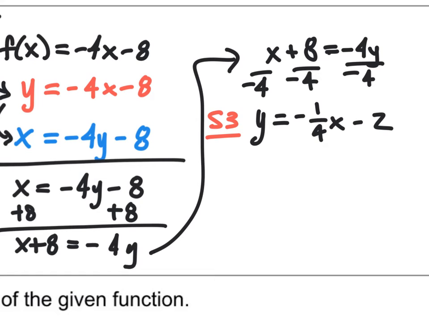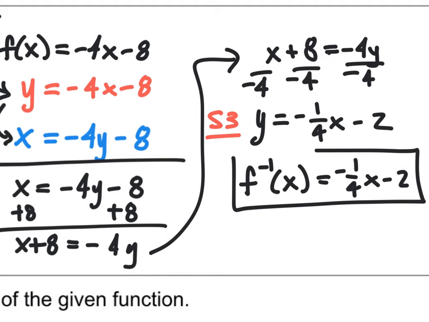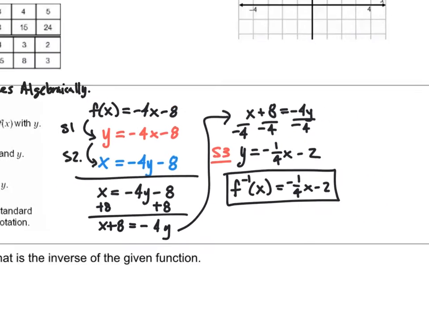And then I have to write it in standard inverse notation, which means I'm going to write it as f inverse of x is equal to negative 1/4 x minus 2. And that's it. That's what I'm looking for.